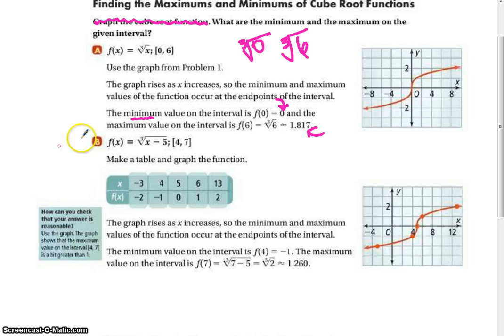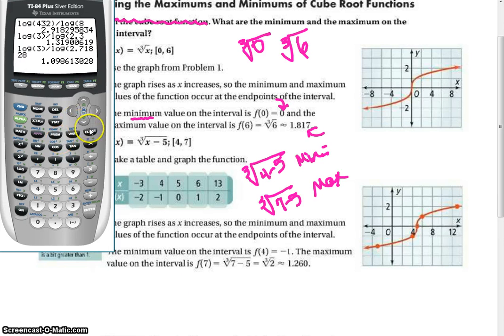So if they give you the cube root of x minus 5, and they're having you look at the interval from 4 to 7, you're going to say the cube root of 4 minus 5 for your minimum, and you're going to say the cube root of 7 minus 5 for your maximum. And you just do this in your calculator at your home screen. Except that cube root's not really great, so we're going to be raising it to the 1/3. The cube root is raising something to the 1/3.